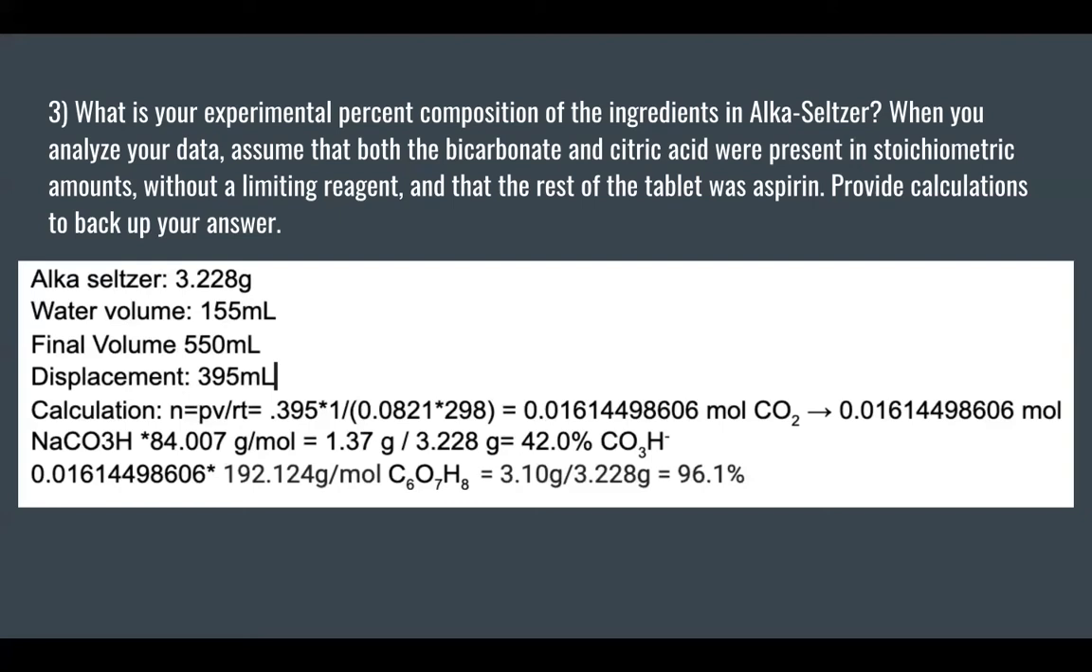And assuming that bicarbonate and citric acid were present in stoichiometric amounts, the antacid tablet would have a citric acid composition of 96%, which means that I overmeasured the volume of air created by the antacid tablets. I think this could be because I didn't factor out the volume of the water in the bag when I submerged the bag of air underwater.